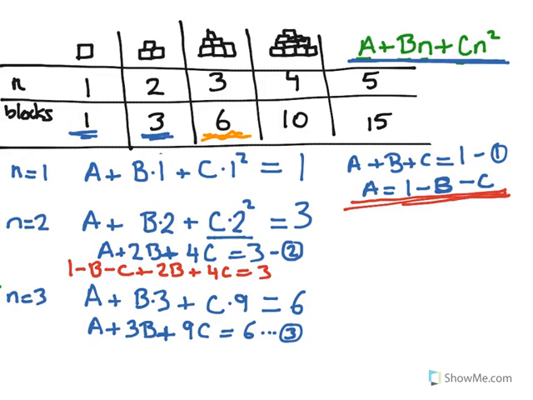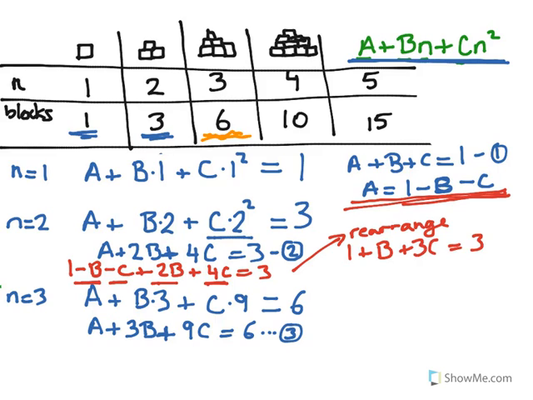Now we've got loads of b's and c's and we have to add them all up. Add up all our b terms, add up all our c terms. When we do that, it's just rearranging this equation. We get 1, we get minus b plus 2b, that would give us plus 1b, and we get plus 4c minus a c, that would give us 3c, equals 3.